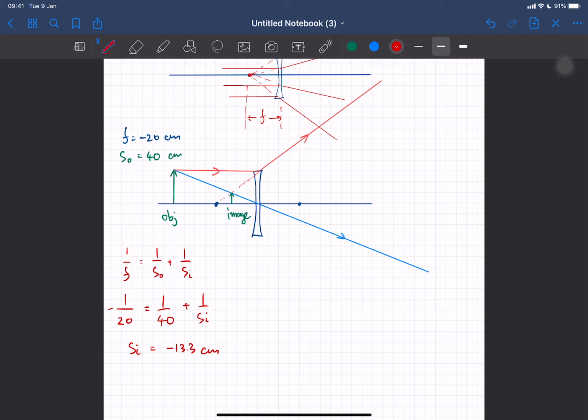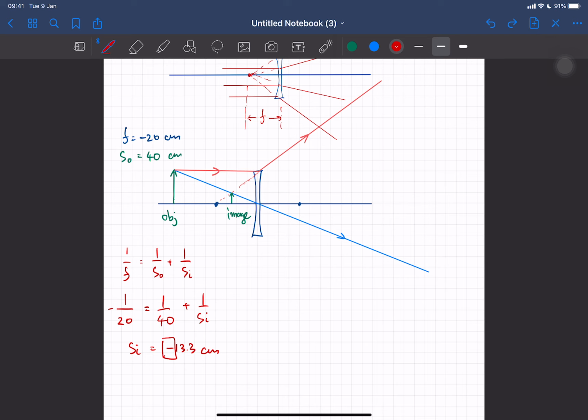So 13.3 is about 3 something grid. It's not that accurate, but you can see that it gives a negative number, which is an indication of it being a virtual image. The drawing is not accurate, so you're probably going to need to trust this number. But the sign here, negative, tells you that it's indeed a virtual image, just like what we expect up here.